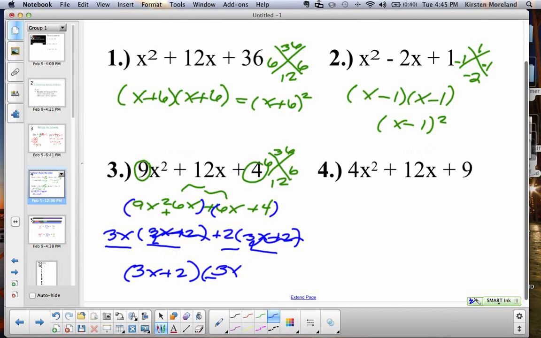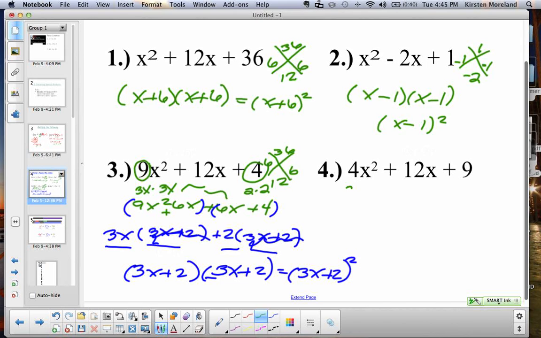Oops, ignore that line there that I wrote. Which is still equivalent to 3x plus 2 squared. Now I want to look at this one real quick just so you can see where I get the 3x from. 9x squared is just the same as 3x times 3x. And 4 is the same as 2 times 2. So I get 3x plus 2 squared.